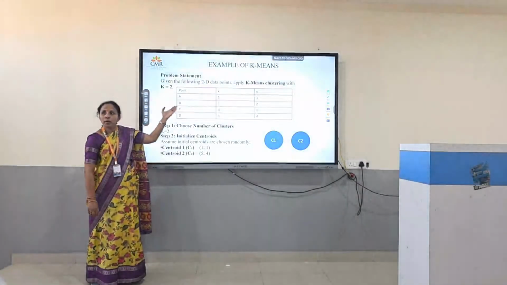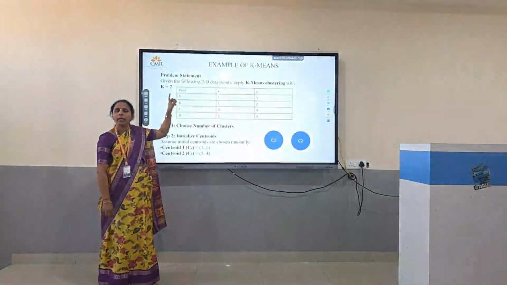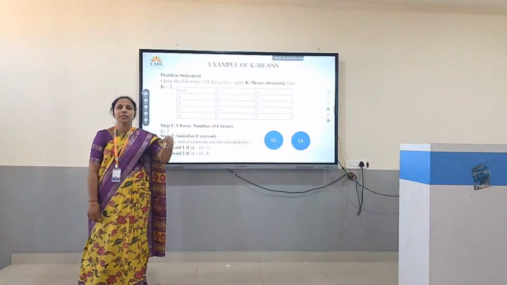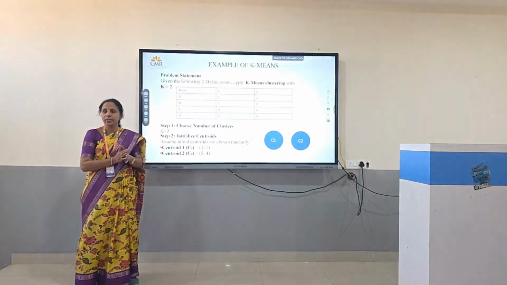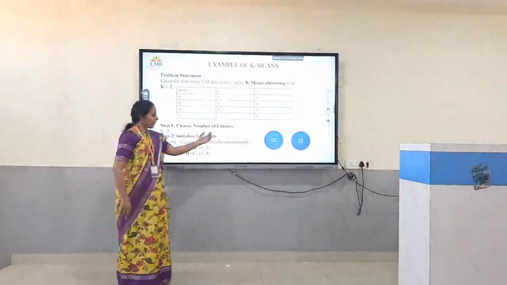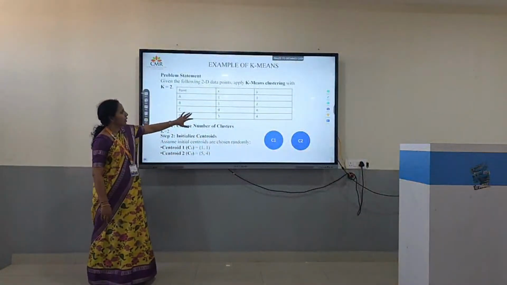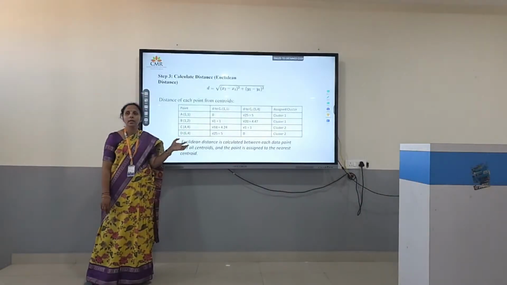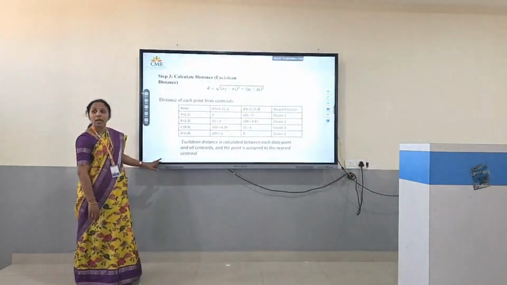Given question, 4 data points. K is the number of clusters. Cluster means group. Then centroid is the center value of a cluster, which is chosen randomly. Based on the Euclidean distance, every data point moves to that cluster. When it moves, the centroid value will change. So here in the final step, we got AB in one cluster and CD in one cluster. Hope you understood. If you have any doubts, you can ask.